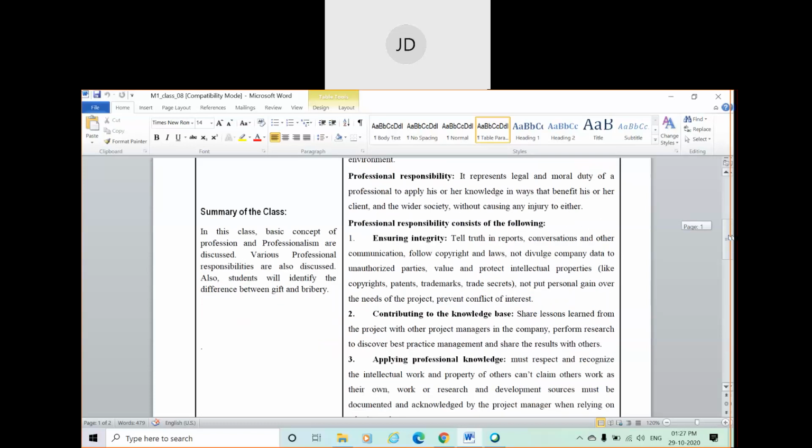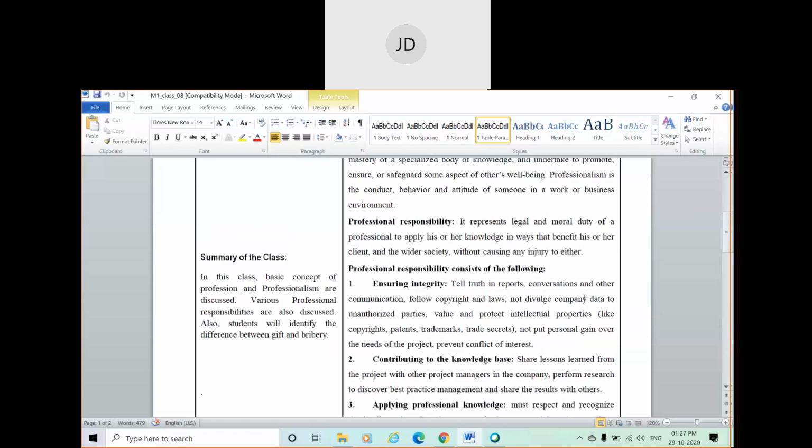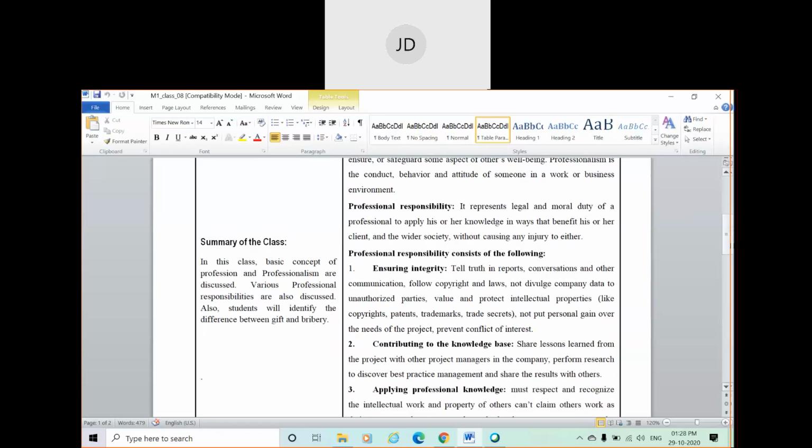Conflict of interest comes into the picture when personal interest or personal gain takes over the interest of the client or the interest of the project. Next, number 2, contributing to the knowledge base. It is actually about knowledge sharing. You should not be confined to your knowledge. You should spread or share your knowledge. That means share lessons learned from the project with other project managers in the company. Perform research to discover best practice management and share the results with others.